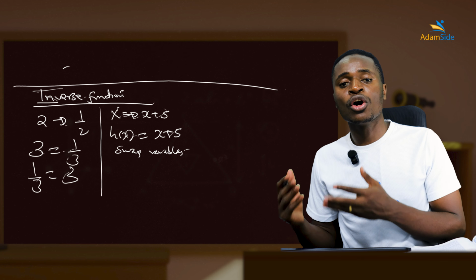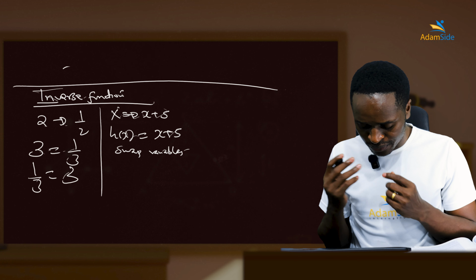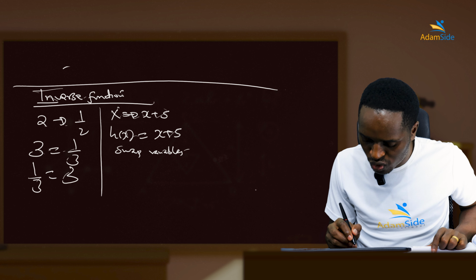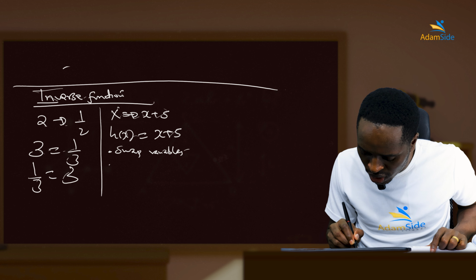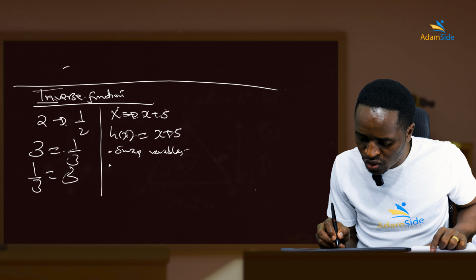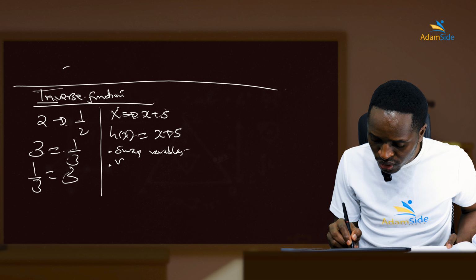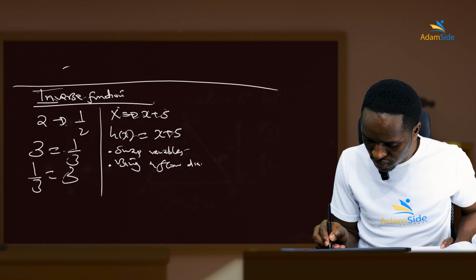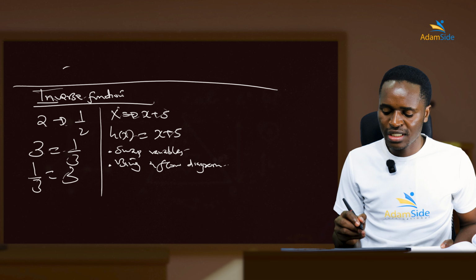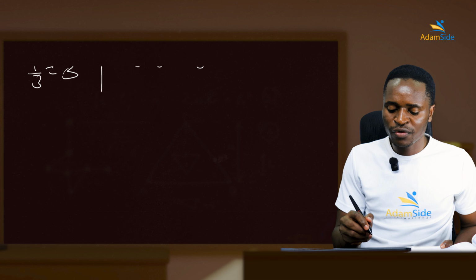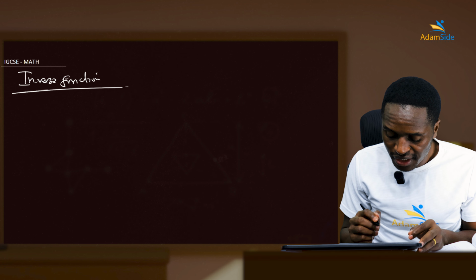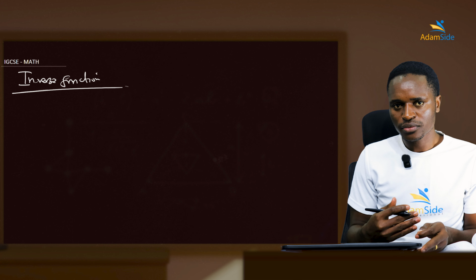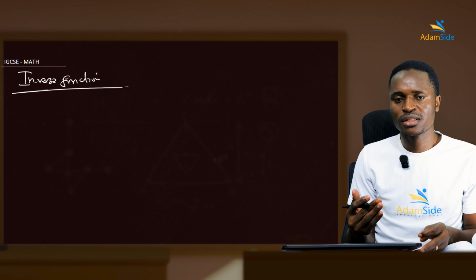You do exactly the opposite of what the other function was doing. How? Let's start with the flow diagram. The inverse function, we said, is a function that does exactly the opposite of your initial function.